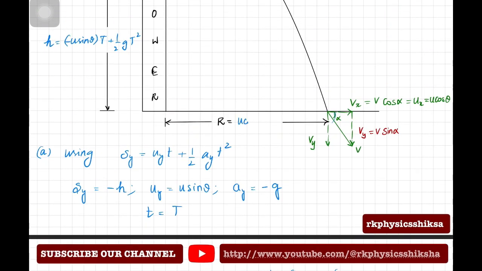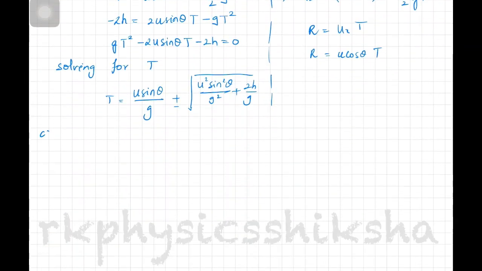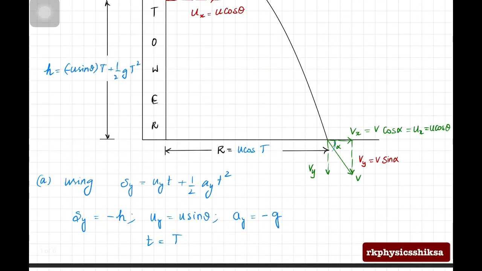So that range I can write as u cos theta into capital T. Now we are supposed to calculate the velocity at the point where it will strike the ground. At that point I consider the velocity as v bar is equal to vx i cap plus vy j cap. Here, as I already told you, the horizontal component will always remain constant. So that means Vx will always be equal to u cos theta. I wrote it as V cos alpha because if I'm provided with the values of alpha and V, I can calculate the horizontal component easily. But anyway, we can calculate the alpha value also here.